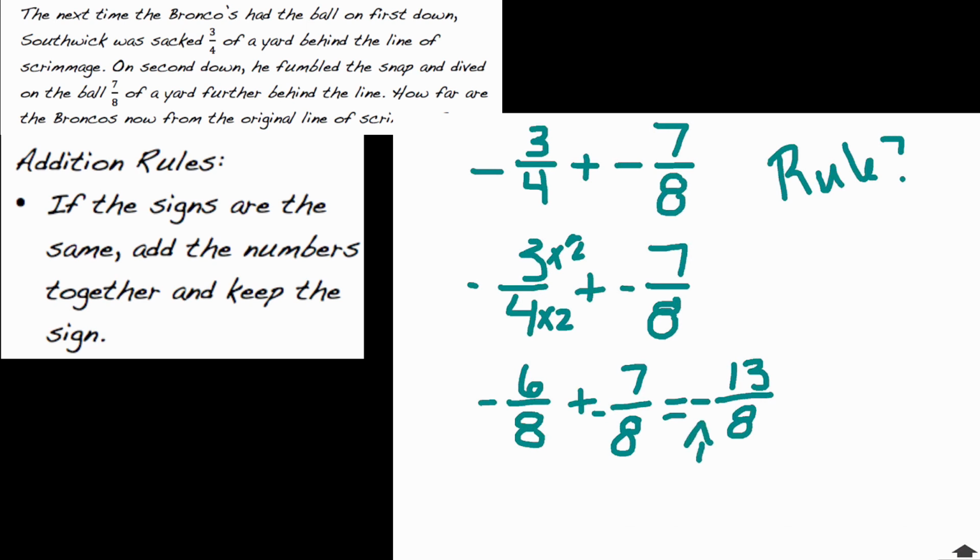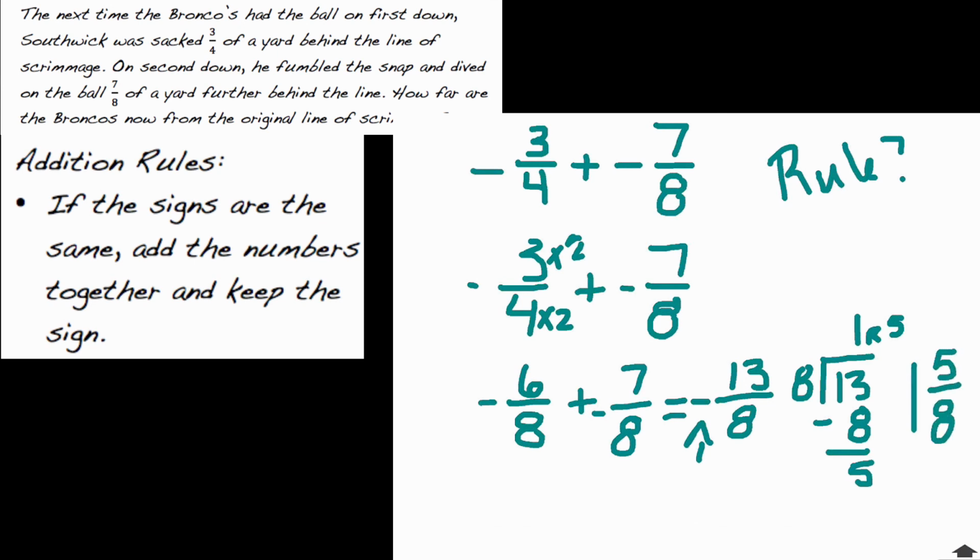Now I'm not quite done yet. Once again, I need to simplify my answer. So I'm going to take 13 divided by 8, knocking my fraction over. 8 goes into 13 one time. We're going to subtract our 8. We have 5 left over. So our answer is 1 and 5/8. Once again, don't forget that negative sign.